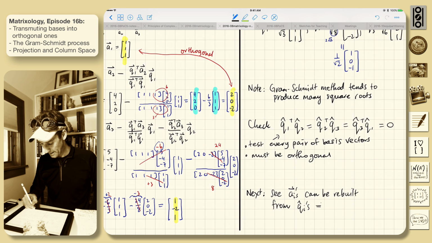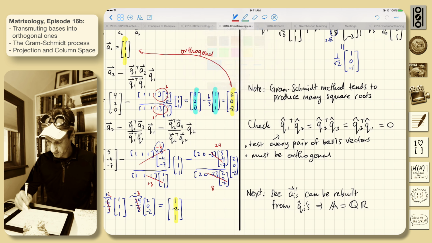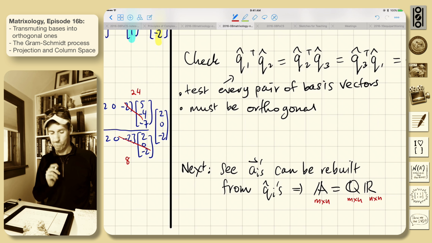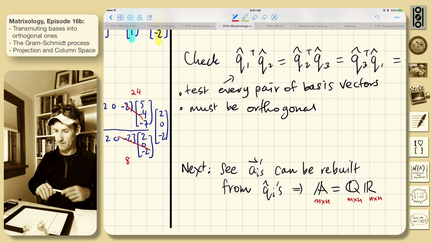And this gives us a factorization, and I'll just write it here, A equals QR. It's going to be the next piece, but I just want to put these things here. So this is Mn, this is n by n, so these are the same shape, and this is n by n. Right, that is the plan. Cool.